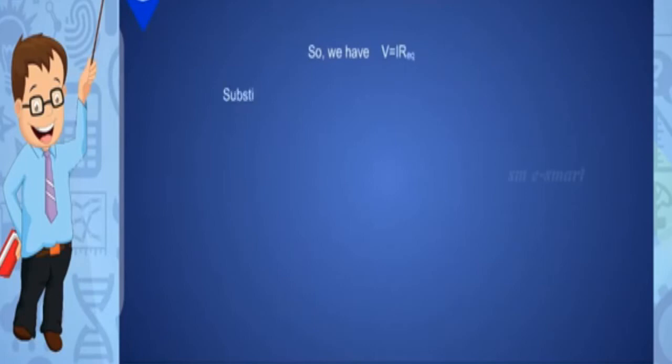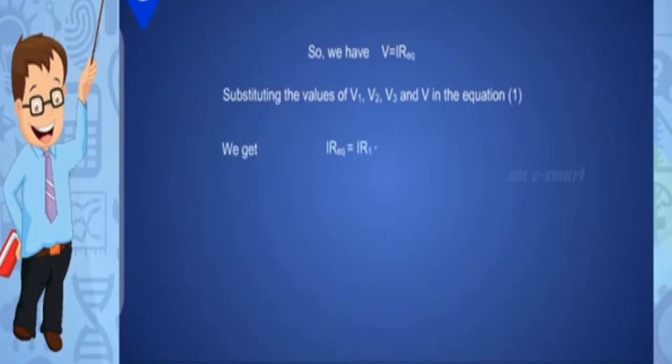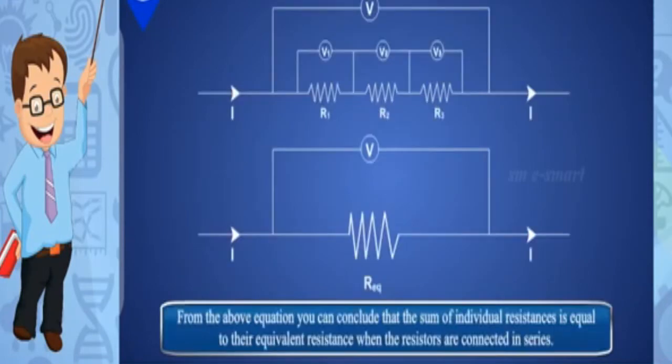Substituting the values of V1, V2, V3 and V in equation 1, we get I Req equals I R1 plus I R2 plus I R3. Req equals R1 plus R2 plus R3. From the above equation, you can conclude that the sum of individual resistances is equal to their equivalent resistance when the resistors are connected in series.